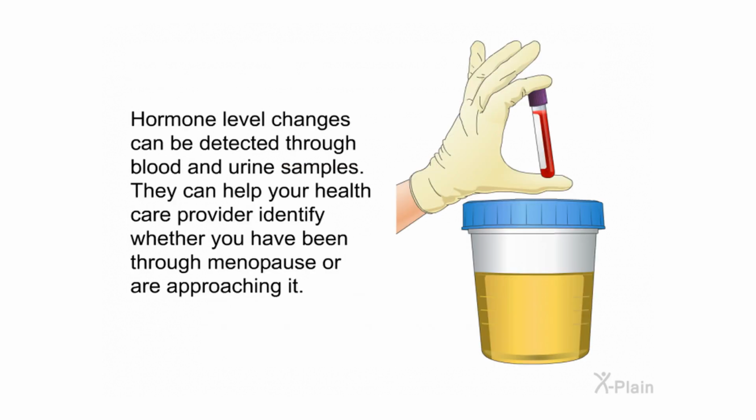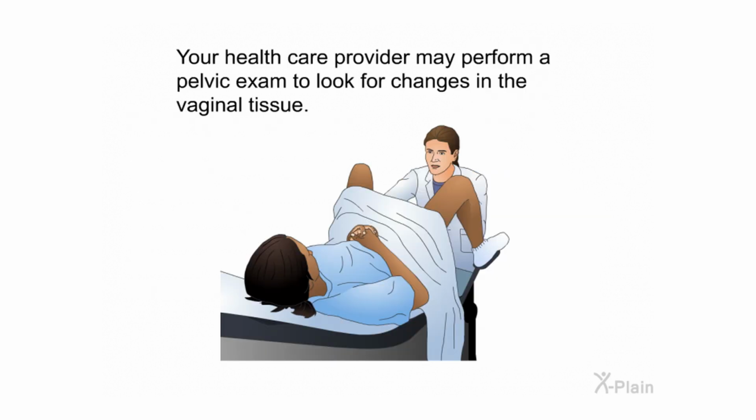Hormone level changes can be detected through blood and urine samples. They can help your healthcare provider identify whether you have been through menopause or are approaching it. Your healthcare provider may perform a pelvic exam to look for changes in the vaginal tissue.